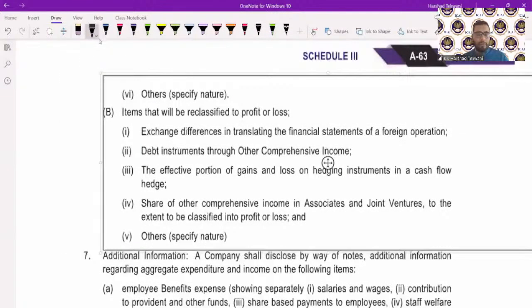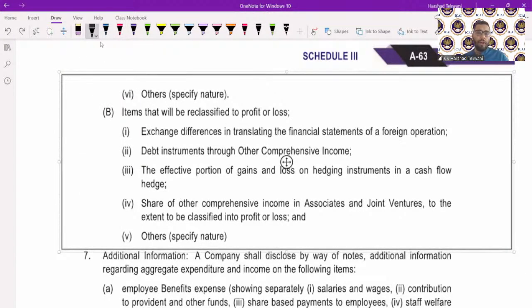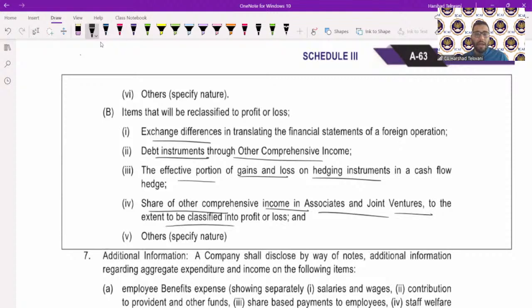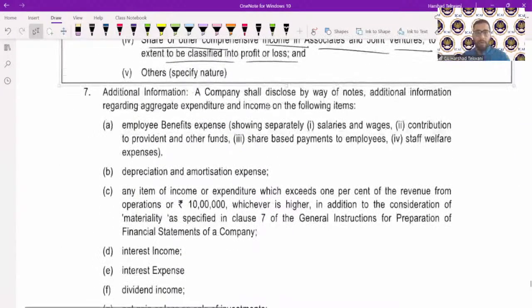Now this is the point B, the items to be reclassified to the profit and loss account falling as part of OCI. So exchange differences, debt instruments through OCI, effective portion of gains and losses on hedging instruments, share of other comprehensive income of associates and joint ventures to the extent to be reclassified into P&L. Clear? Okay. That was OCI. That is something different from my division 1. Other than that, same again.